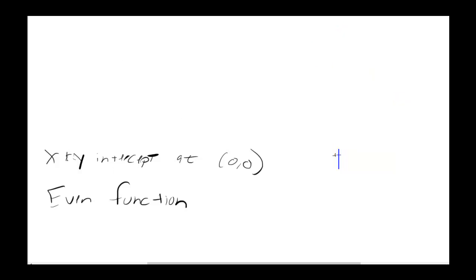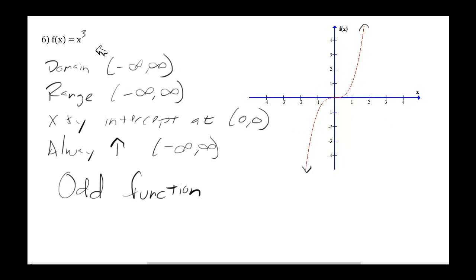A couple more. X cubed. Alright, this domain's everything, and its range is everything. We have one intercept at 0, 0. This guy's always increasing, and this is an odd function.